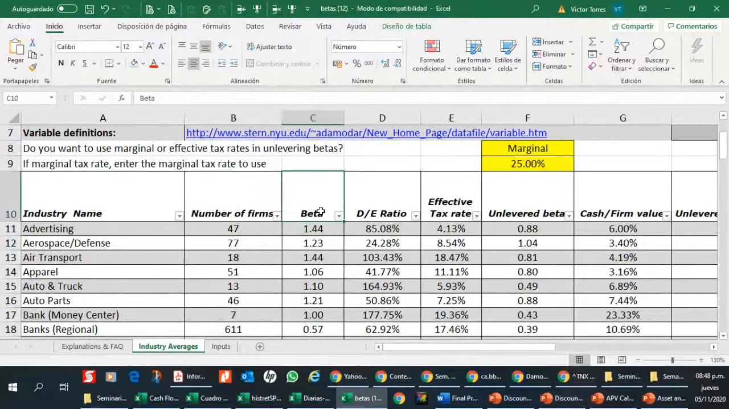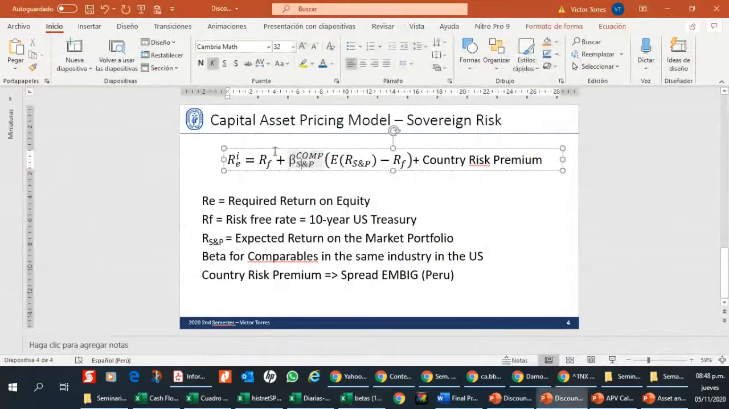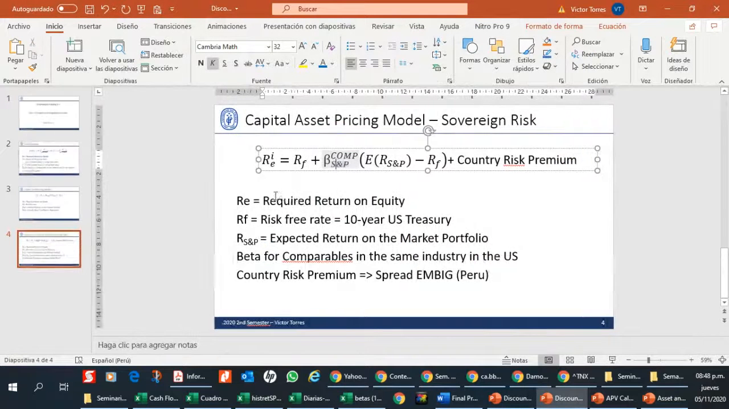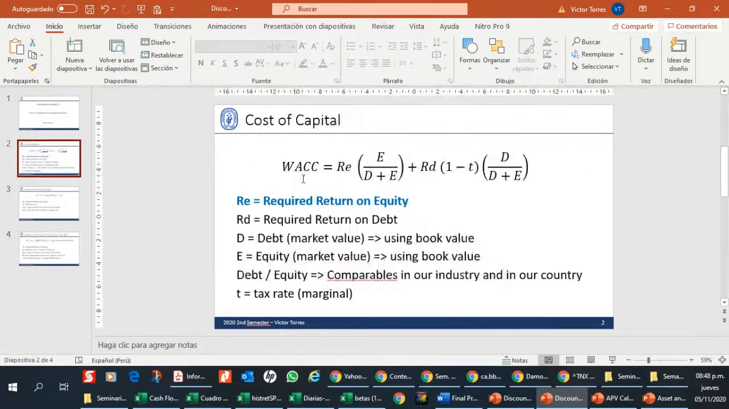But let's get to something more clear here. This is the beta for the equity, and as you know, the beta for the equity is affected by the leverage of the company. Remember Modigliani Miller 1? So let me get that back here. One second. So the Modigliani Miller, right?